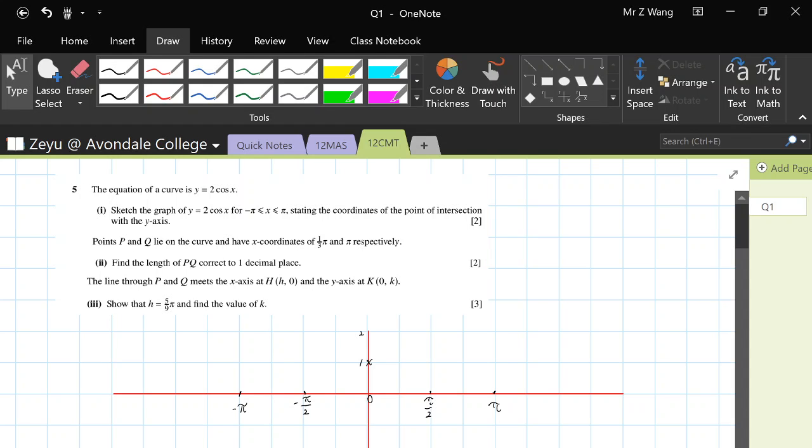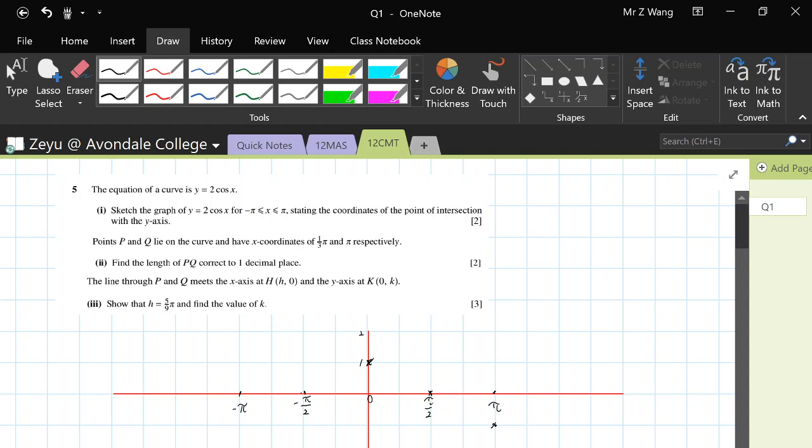Today I'm going to explain assignment number 1, question 5 of the 2017 May-June paper. The first question: the equation of a curve is y equals 2 cos x. Sketch the graph. You first need the knowledge of the cos graph. The cos graph crosses at (0, 1), then reaches 0 at half pi, and reaches negative 1 at pi.